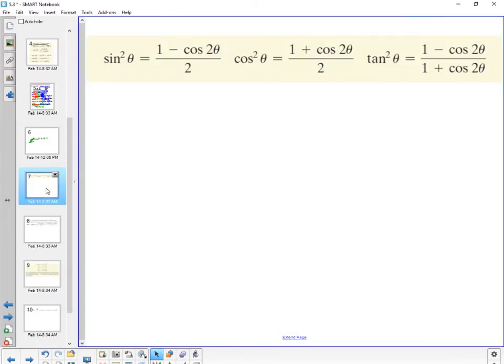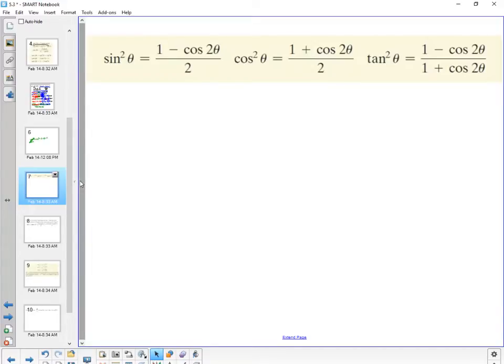Let's do it again. Just kidding. These are the ones we don't need to know. Yeah, these are the power reducing. Why do we need to know? Because you won't be tested on this. This is not even on our plus standards.